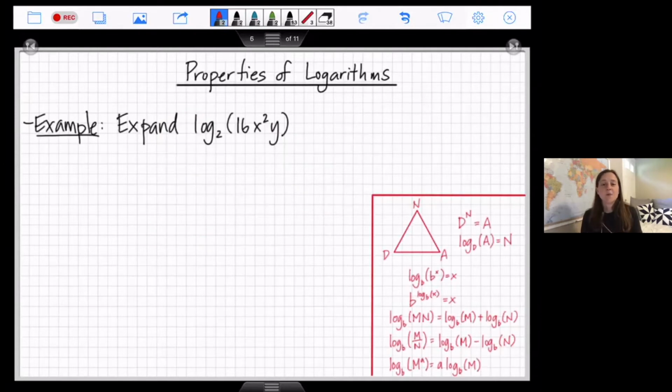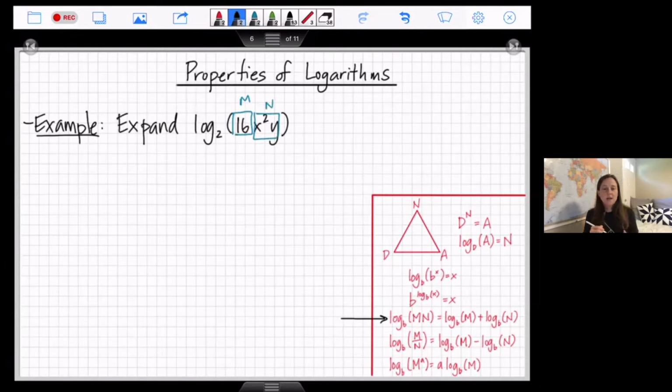Right, in this example, I ask you to expand the log base 2 of 16x squared y. And this is just to get practice with those 3 new log properties and perhaps the earlier 2 inverse properties along the way. All right, so if I look at this, I've got a whole bunch of multiplication going on in my logarithm, which makes me think that I might be using this rule where I've got log of multiplication. But I need to think of this 16x squared y as an m times an n. So I'm going to pick 16 to be my m and x squared y to be my n.